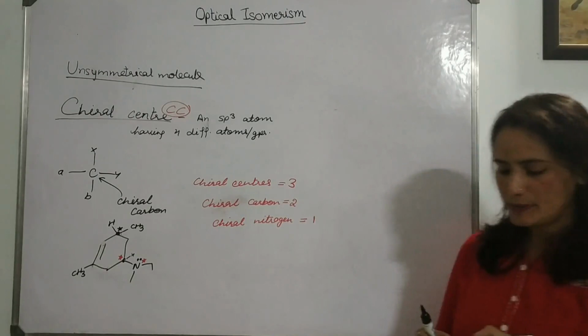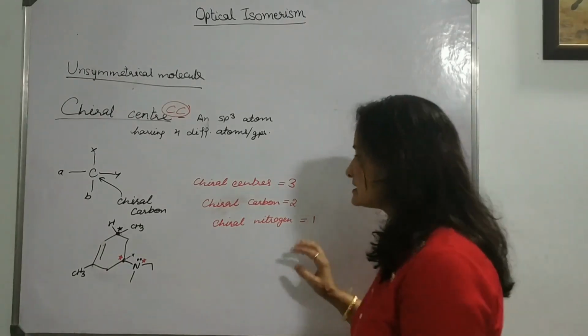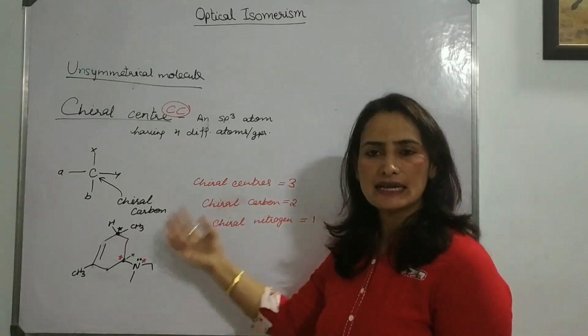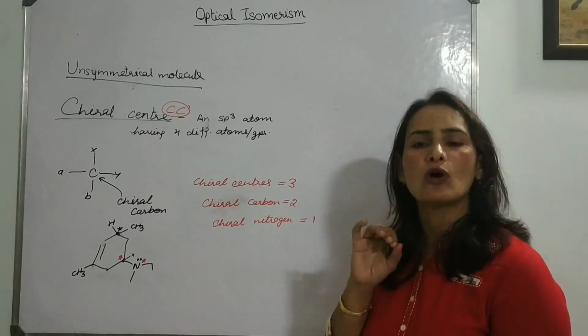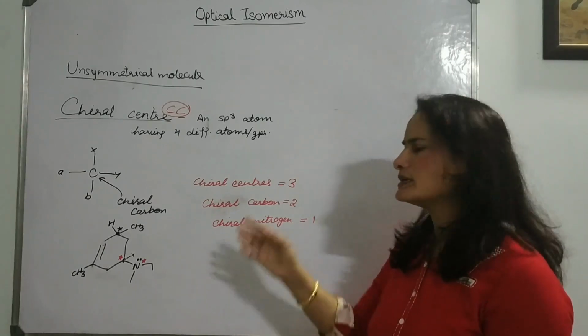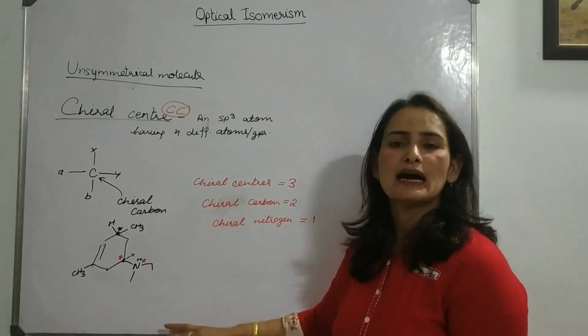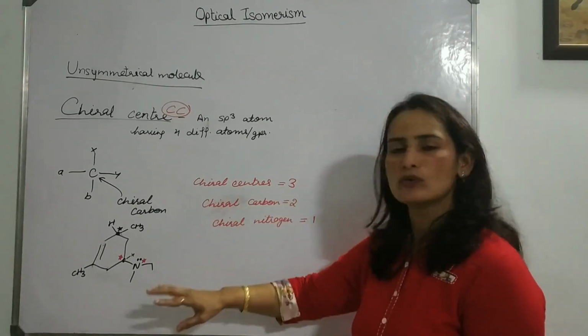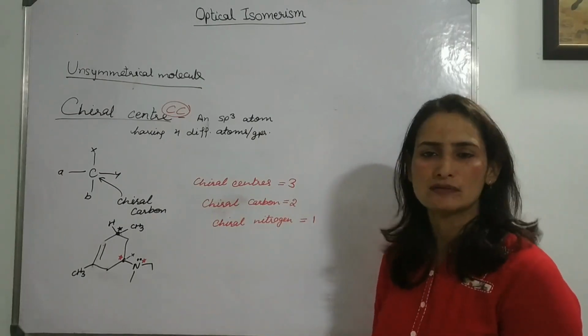Okay, so maybe in the example given to you in the entrance exam, they must ask for the chiral center. In that case, you need to check all the sp3 atoms, whether carbon or non-carbon. Generally, nitrogen will come in this section. If they are asking for chiral carbons, then go only for the carbon atoms which are sp3 and have 4 different atoms or groups.